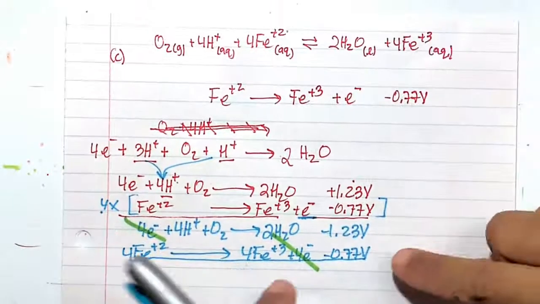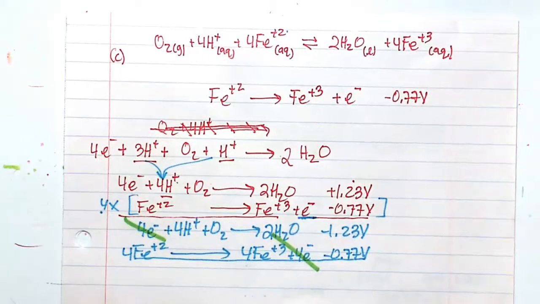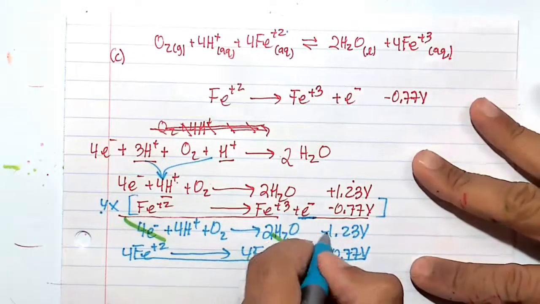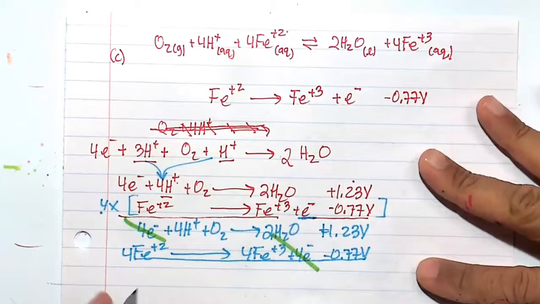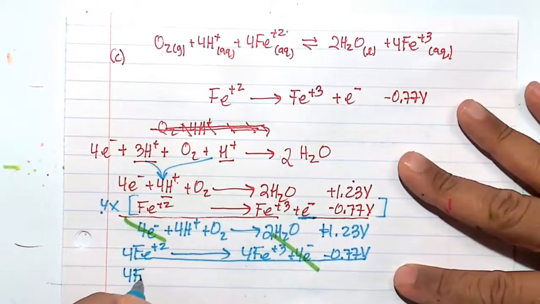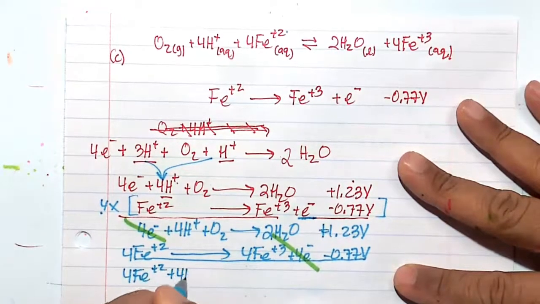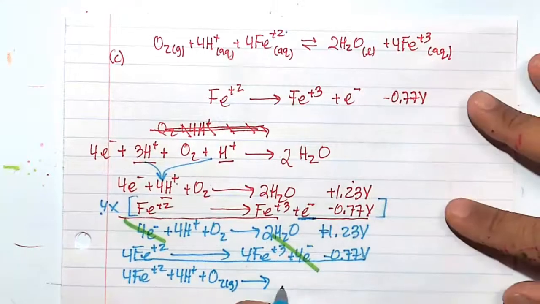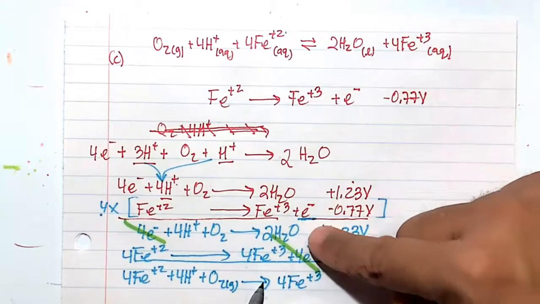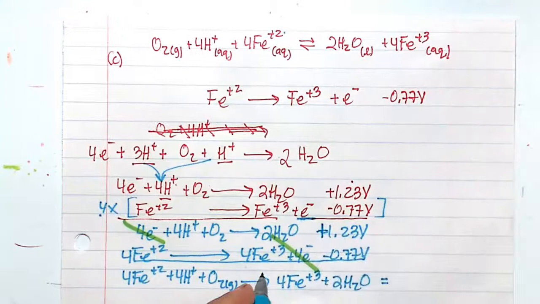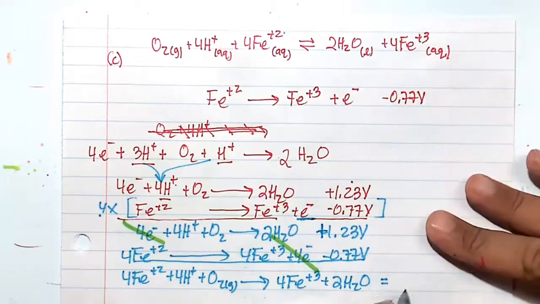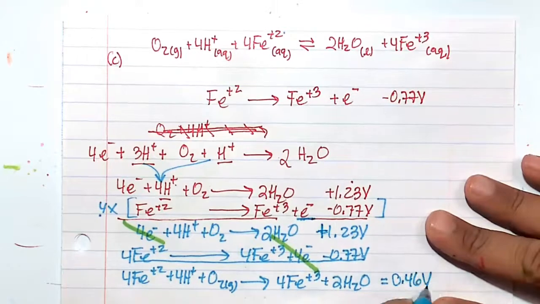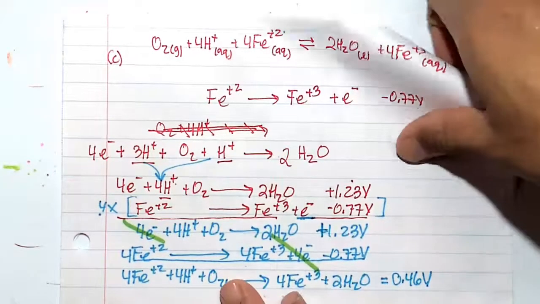And now we should get the same problem that we got here. What's powerful is that now we got the E cell, the voltage here. Okay, this is positive 1.23 volts. So it's going to be 4 Fe plus 2 plus 4H plus plus O2 gas is going to give you 4 Fe plus 3 plus 2 H2O. Minus 0.77 will give us the voltage, and that is 0.46 volts. Okay, so this is a positive 0.46 volts.